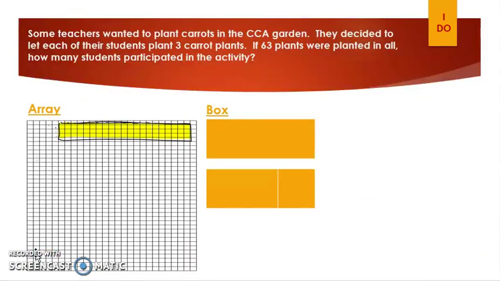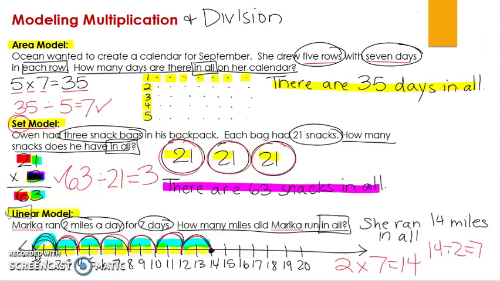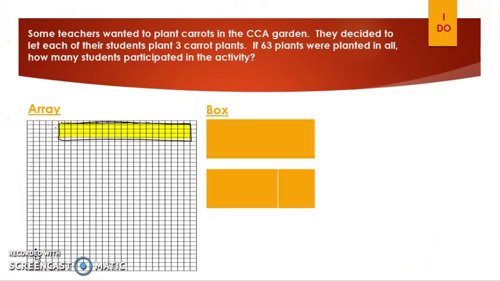Let's apply that same idea. Before, this was kind of a review, we did the 3 models: area, set, and linear. That's from 3rd grade. But now, in 4th and 5th grade, we are able to use the array, which is a type of area model, but we can also use the box model. I'll show you how that works.